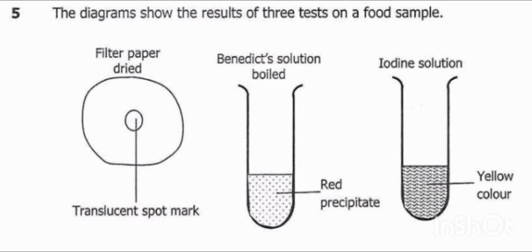Yellow color was observed. Okay, now the positive result in terms of the color changes for presence of starch, you see a blue-black color. Now in this case it was yellow color, meaning starch was absent. Starch was not present. Okay, so diagram 1 and diagram 2. Diagram 1 shows that fats were present, and diagram 2 shows that reducing sugars were present. So the correct answer for question number 5, ladies and gentlemen, is B, fat and reducing sugar only. So the answer is B.